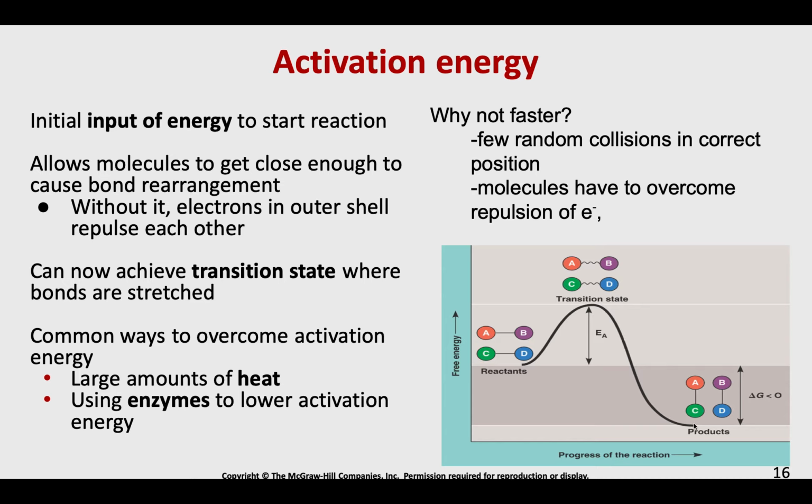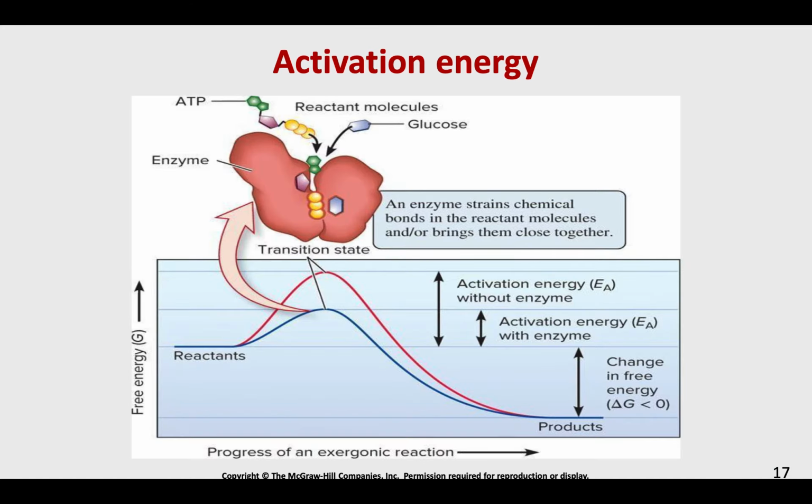Now, there are many ways we can overcome this activation energy. One of them is heat. You heat up a reaction, and that's going to help get us that initial input of energy for the activation energy. But we can also use enzymes. Enzymes are going to lower this energy needed. So let's look at how an enzyme does that.